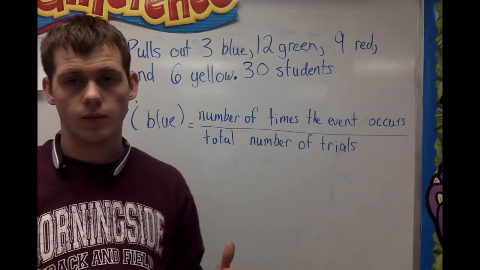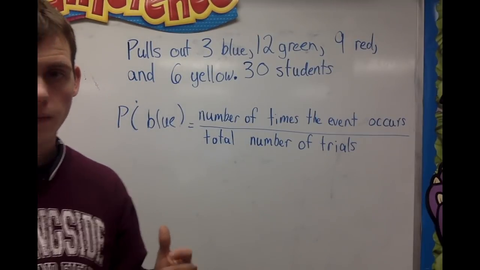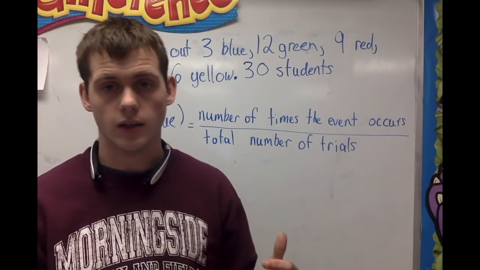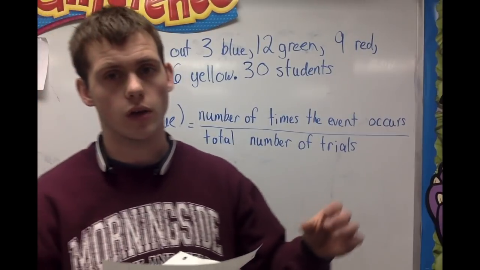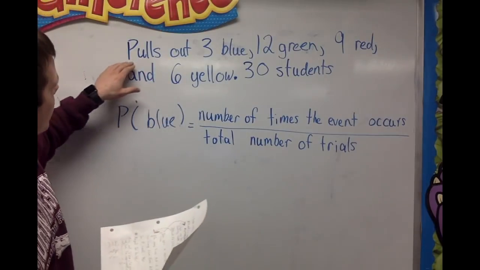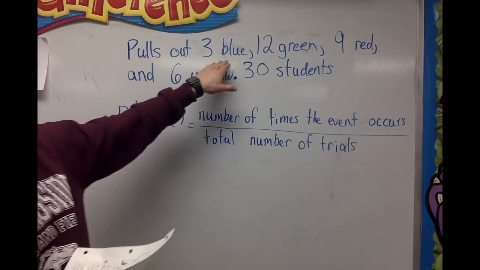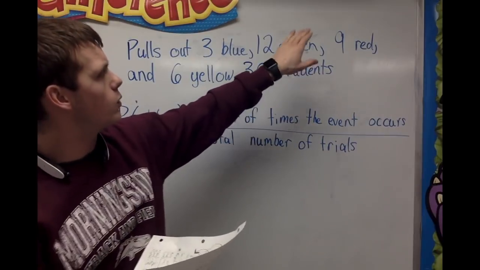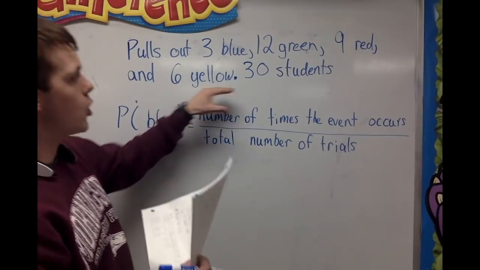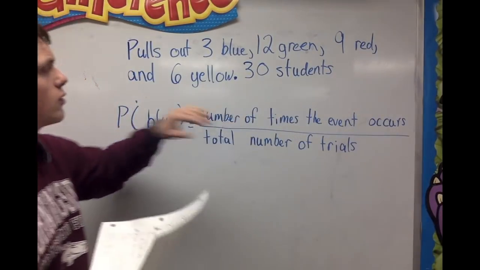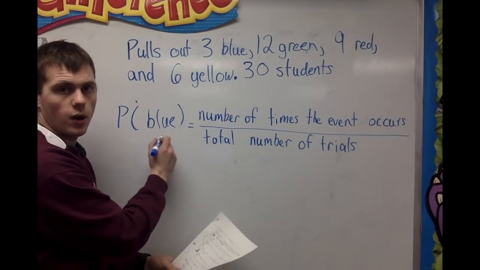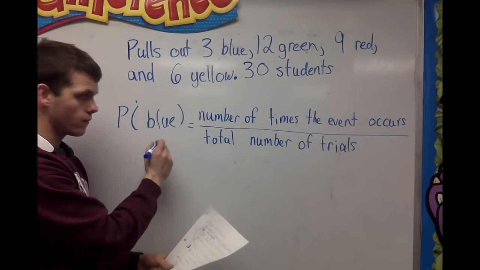So let's do a problem. So let's say a teacher has a bag full of marbles. And there's 30 students in a class. So she walks around each student, and each student pulls out 1 marble. These are the results of that. So the students pull out 3 blue ones, 12 green ones, 9 red ones, and 6 yellow ones, totaling 30 students for 30 marbles.